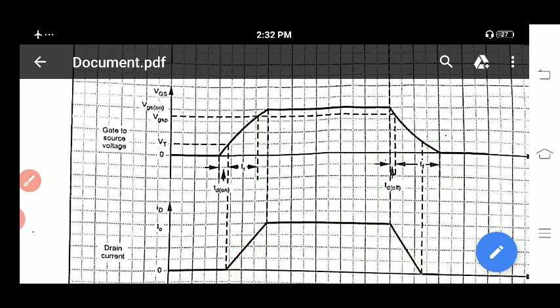Switching frequency will be high. What is the meaning? Turn-on and turn-off periods will be very short in your MOSFET. Because of this, in which applications are you using your MOSFET? In choppers as well as in inverters.